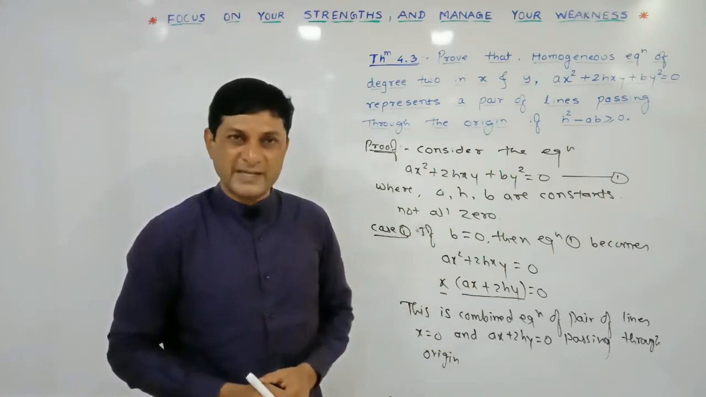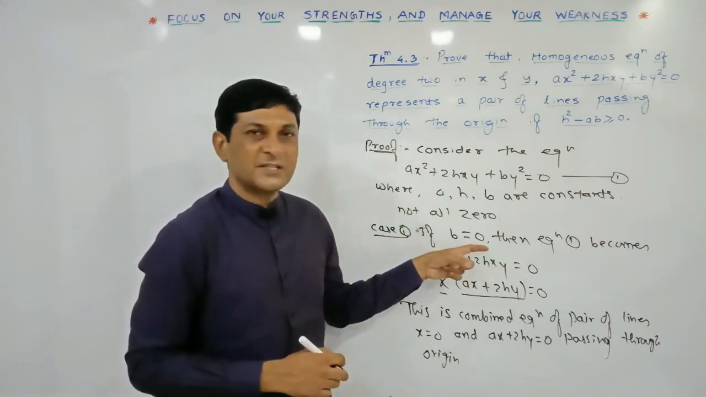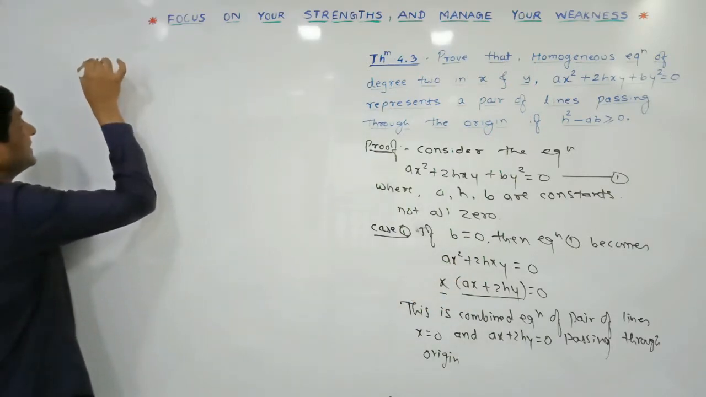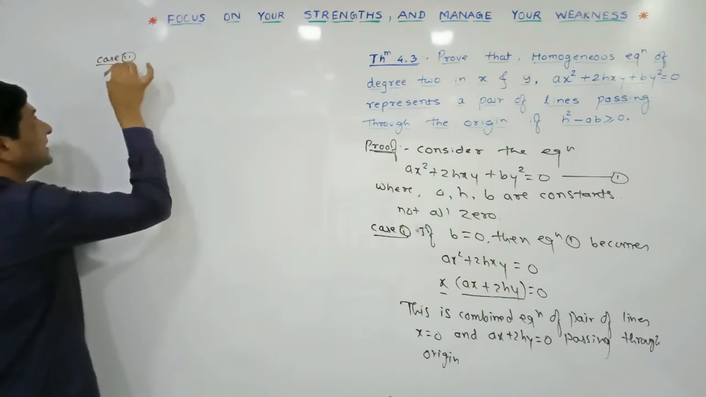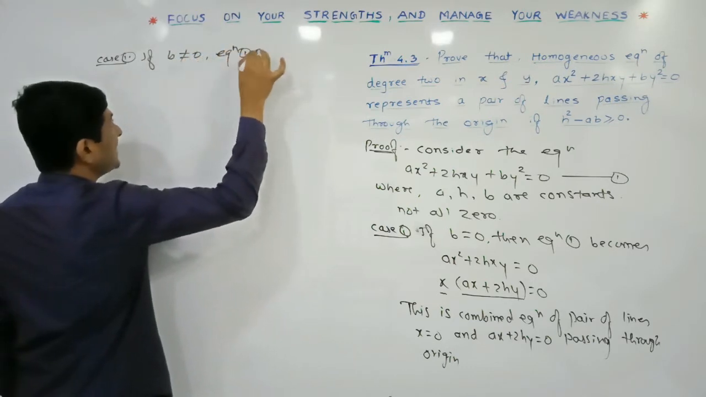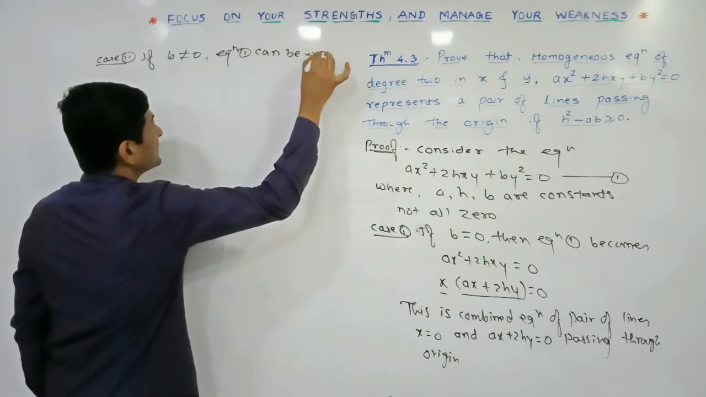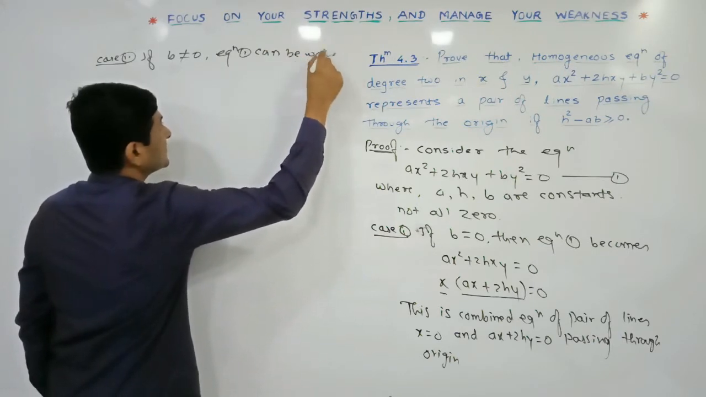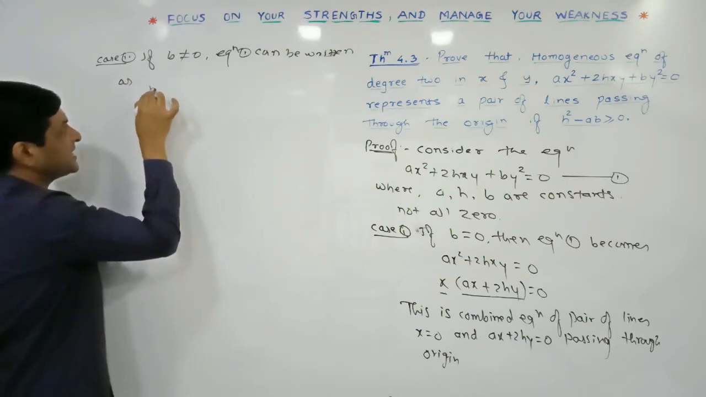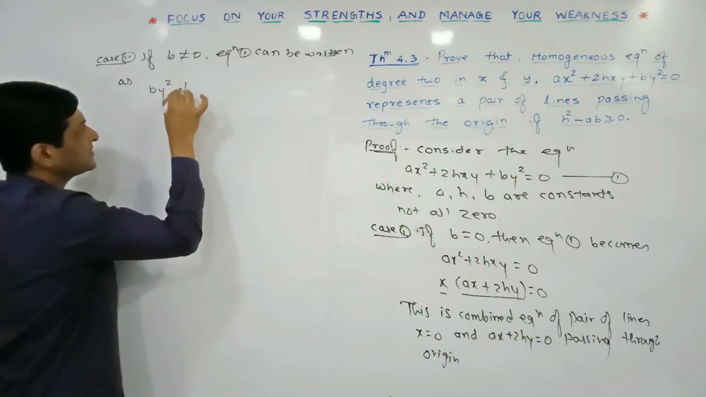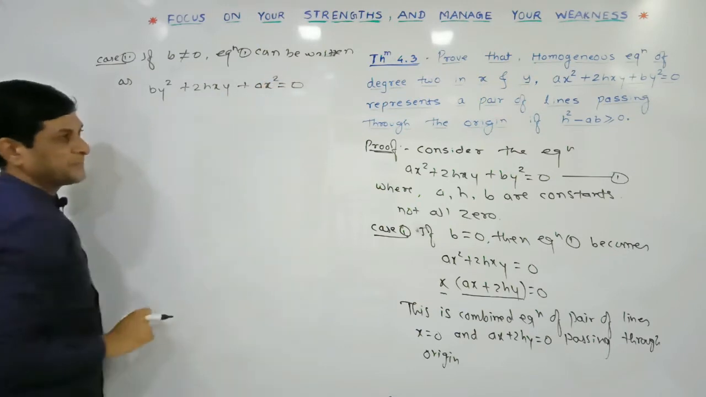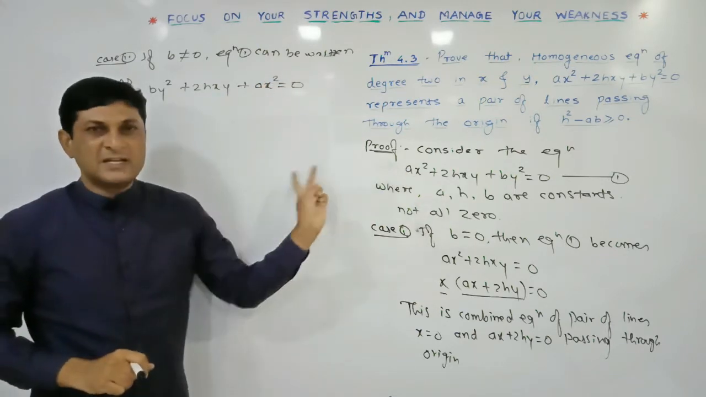Now let us consider the second case. In the first case, we considered b is equal to 0. In the second case, let us suppose that b is not equal to 0. So case second: if b is not equal to 0, equation first can be written as, observe the equation, first I am writing the term of by square plus 2hxy plus ax square is equal to 0. Just simply we have considered the same equation, just rearranging the terms.